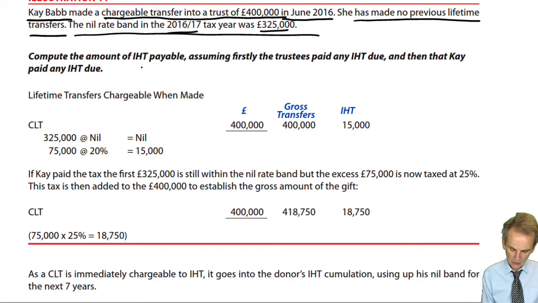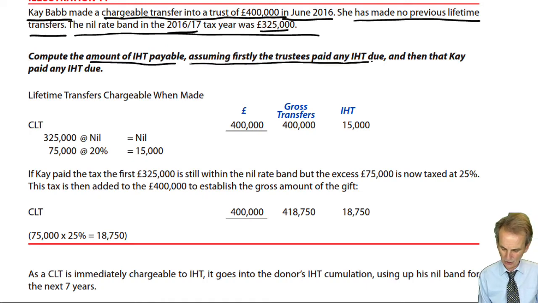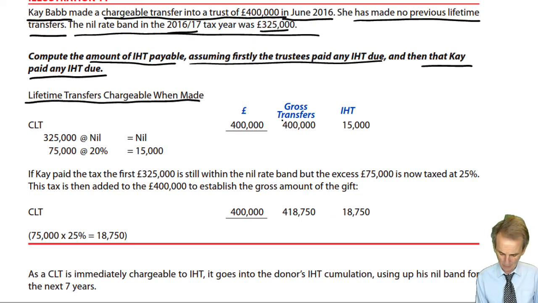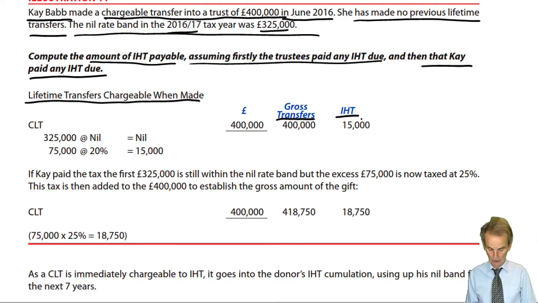And what we've got to do, compute the amount of IHT payable, assuming firstly that the trustees paid any IHT due. After we've dealt with that, then we'll deal with what would have happened if K, the donor, had paid any IHT that was due. So the name of the computation, this time headed Lifetime Transfers Chargeable When Made. Again, the same two columns as when dealing with PETs, gross transfers, and then the amount of IHT that may be payable on any of those lifetime transfers.